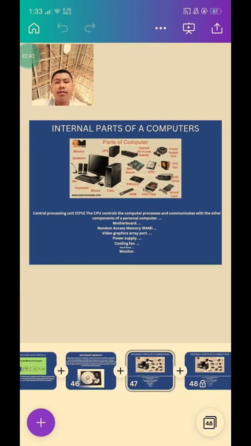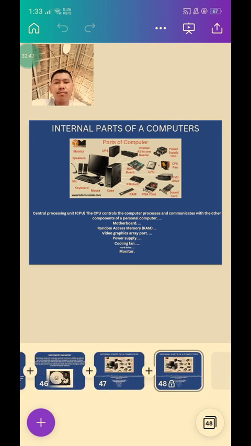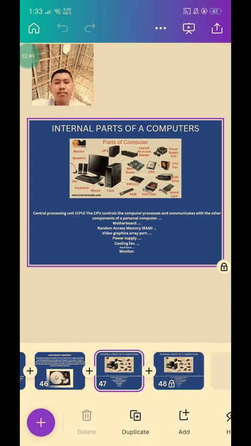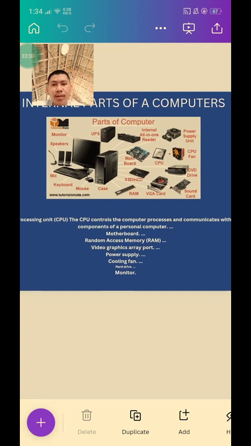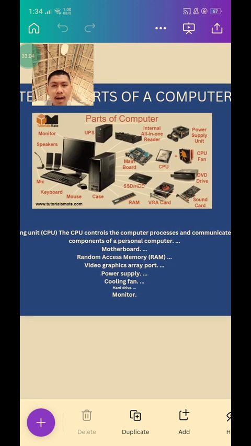Next, internal parts. Internal parts of a computer. Yan daw po ang internal parts ng computer. Isa-isahin po natin. Parts of a computer. Yan.